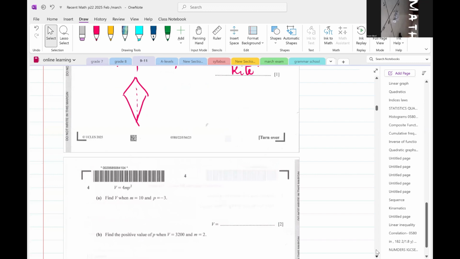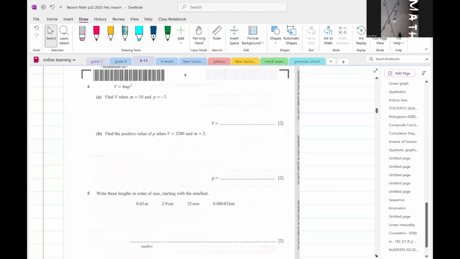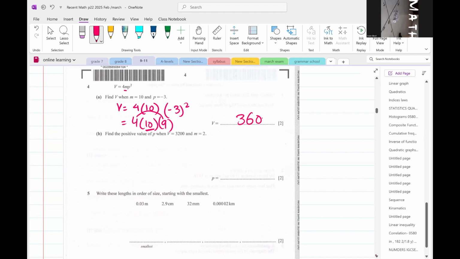Question number 4. V is equal to 4mp squared. Find V when m is 10 and p is minus 3. So we have to find V. In place of m, I'll put the value of m, and in place of p, I'll put the value of p. Now, how are you going to solve it? 9 times 4 is 36, and then 36 times 10 will give you 360. Okay, smartly multiply.